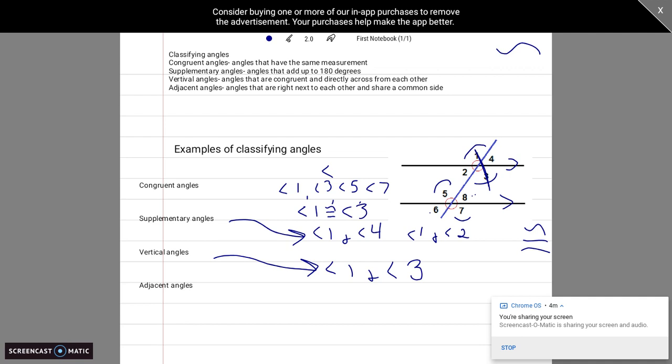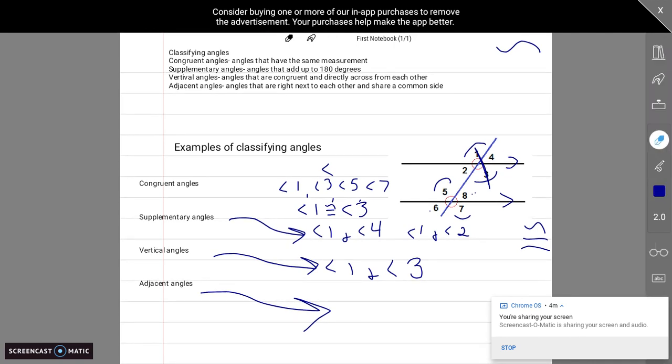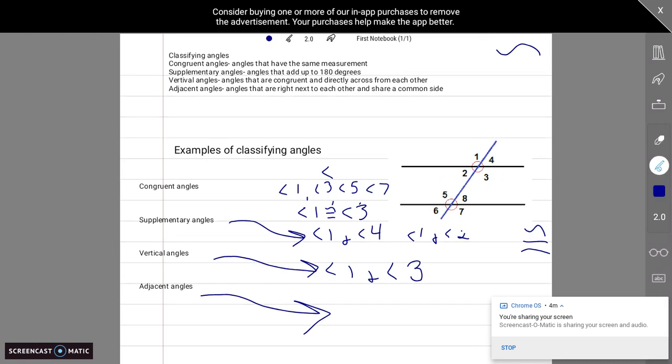The last set of angle relationships we're going to discuss are adjacent angles. So we're going to work over here. Adjacent angles mean that they share the same side. I'm going to erase part of my diagram so it's a little easier to see. Let's start with angle 1 once again. We actually have a few angles that could be adjacent to angle 1. We have angle 4 and we have angle 2.